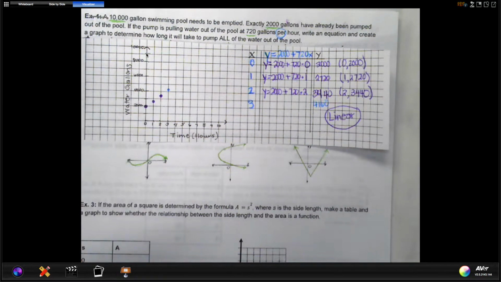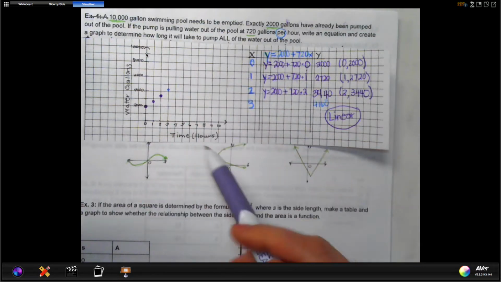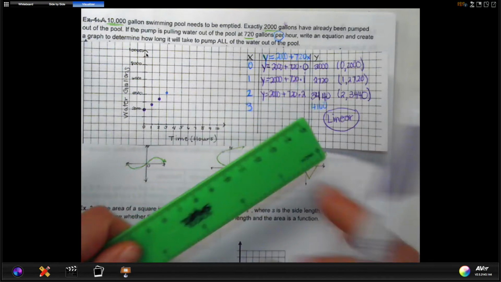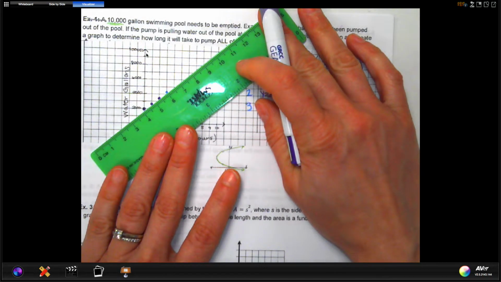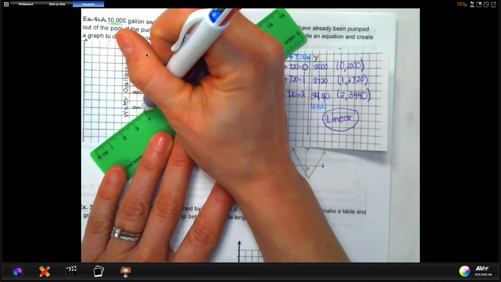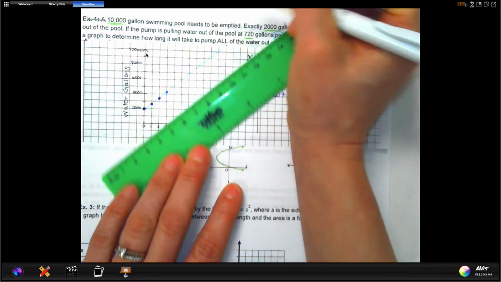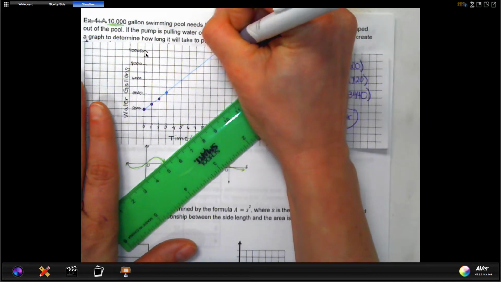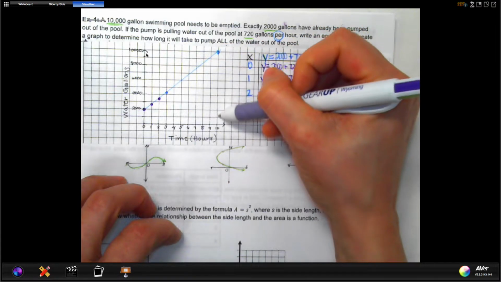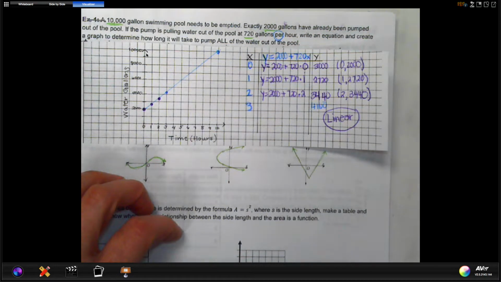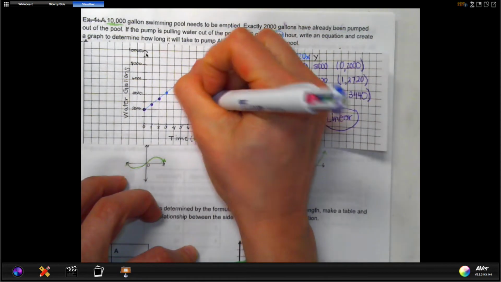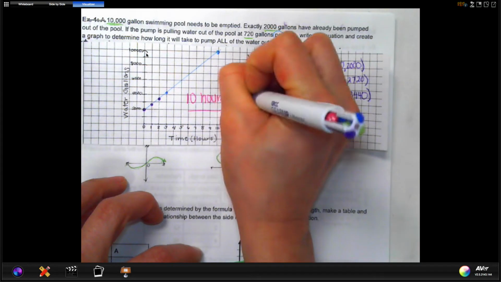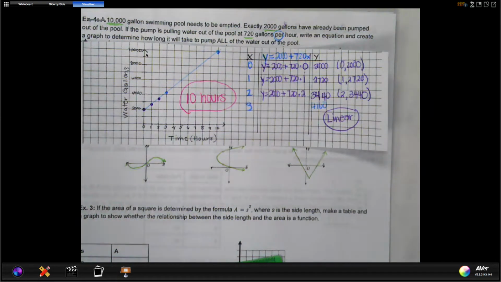All right, so the question is, how long will it take to empty the 10,000 gallons? So we need to get all the way up here. One way you can use the graph to do that is by drawing a line through your graph like this, and you can now follow that up to 10,000. So 10,000 going across lands about right here. Now we use the graph to estimate that it would take about 10 hours to empty the pool. That's one way we can use a graph and a linear function to estimate how many hours it would take to empty that pool.